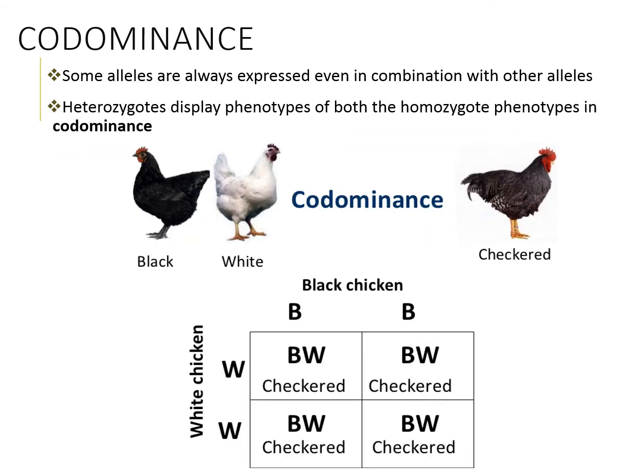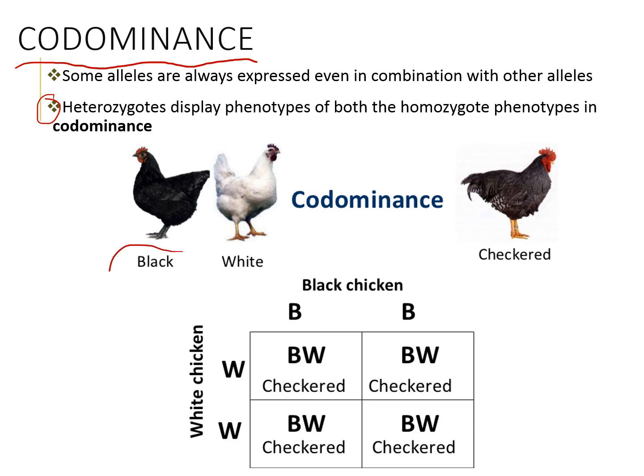Codominance is another. So when you study codominance, when you read about it in the book, I recommend taking a look back at incomplete dominance and noting the differences between them. Codominance does not produce an intermediate phenotype. It's not like a middle. It is both alleles are expressed. So some alleles are always expressed, even in combination with other alleles. Heterozygotes display phenotypes of both the homozygote phenotypes in codominance.